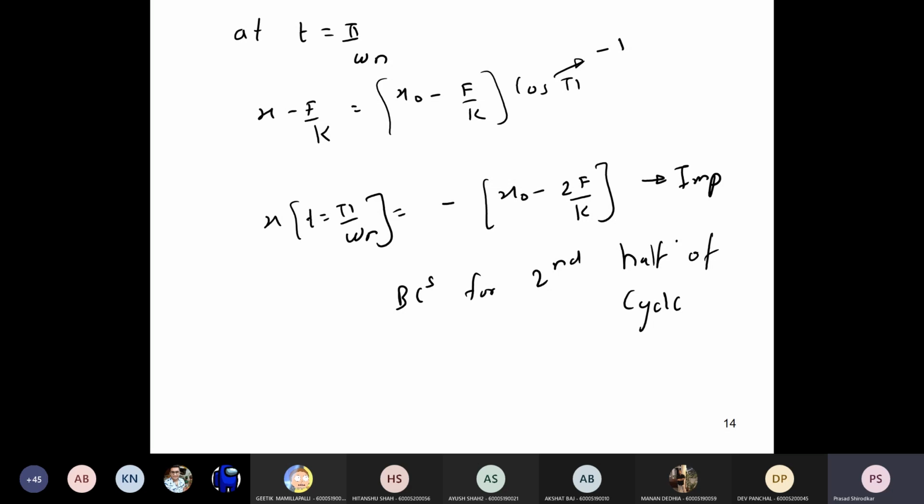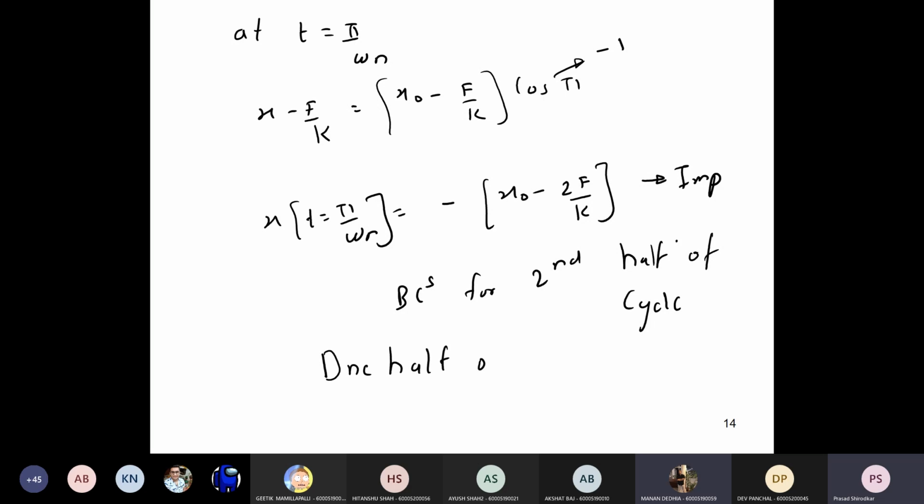Okay. So also, what does this tell you? What does this equation tell you? Can somebody tell me? What else do you interpret from this equation? What is happening to the mass after one half of the cycle?